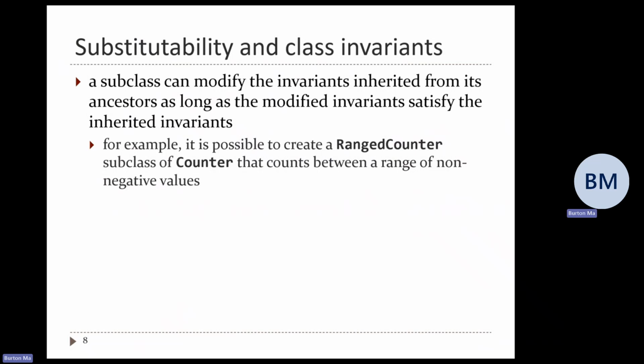As long as the range of the minimum and maximum value is non-negative, that still satisfies the counter invariant. The value of a range counter will always be between min and max, so that becomes its invariant, and min is greater than or equal to 0. So now your range counter has a different invariant, but it still satisfies the ancestor class invariant. So you are allowed to change invariants, but your modified invariants have to be compatible with the inherited ones.